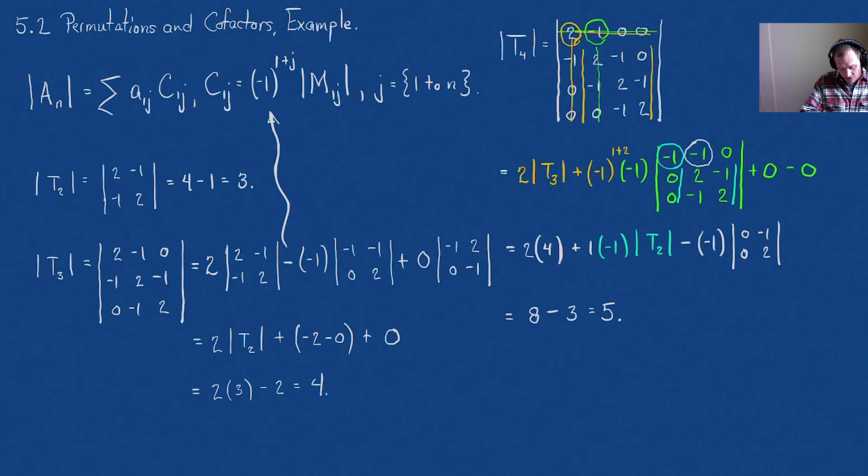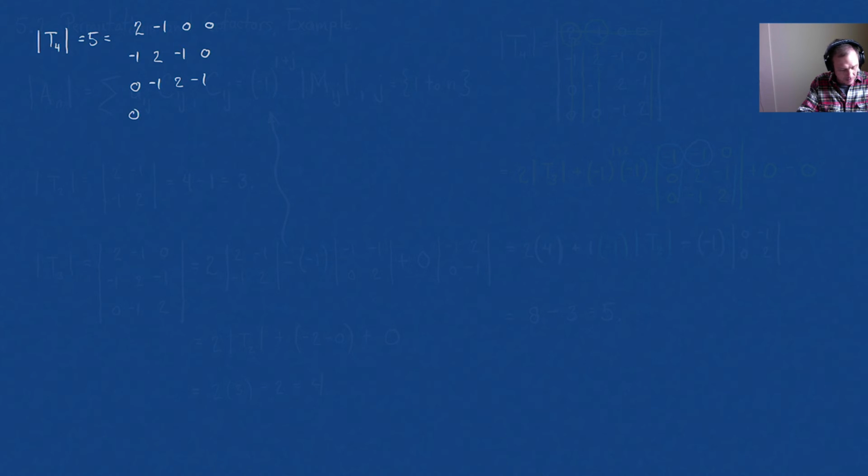Now, we're going to try this one more time. I know it's crazy, but we're going to do this one more time. And here's what I'd like to show you, the other route. And it's easy to lose sight of this. We're going to find the determinant of T4. We know it's 5. But let's try it using row operations. So T4: 2, minus 1, 0, 0; minus 1, 2, minus 1, 0; 0, minus 1, 2, minus 1; 0, 0, minus 1, 2. Okay, well, let's just see if we get the same result.